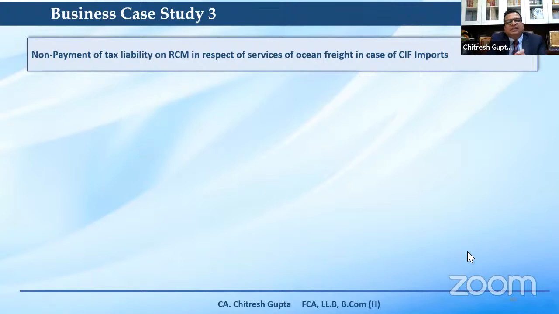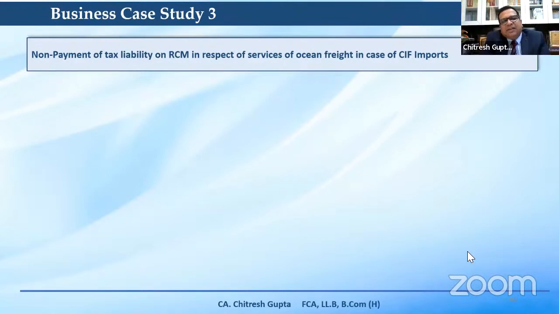One view was that since we are not the recipient of a specified service, because the service has been received by the foreign exporter from the shipping line in case of CIF export, and we are not receiving any service directly from the shipping line, so we are not the recipient. So in that case, the tax shall not be payable under RCM. And the other view was that the tax should be payable under RCM since the importer has been made liable to pay tax under RCM.